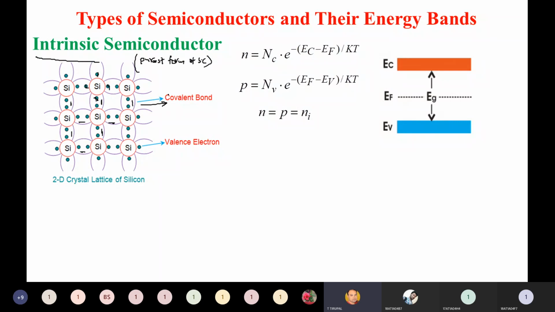What is a covalent bond? Sharing of valence electrons with another atom is called a covalent bond. These are called valence electrons. The 4 electrons in silicon are valence electrons. Now here, every silicon atom is sharing its electrons with other atoms. So is there any free electron present in the silicon crystal? There is no free electron, because every electron is forming a bond.